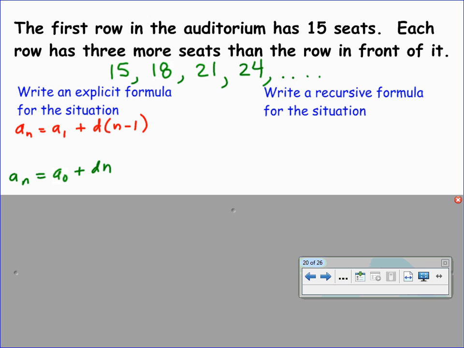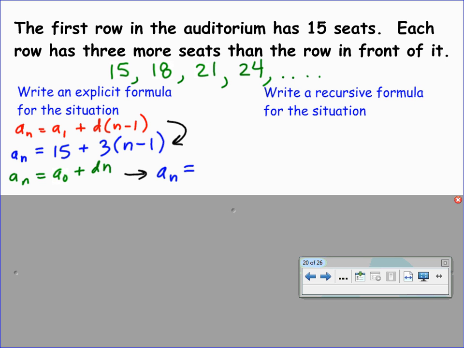I know that a sub n would be given by a sub 1, the first term, that's 15, plus my constant difference between seats, which would be how many? 3 times quantity n minus 1, so that would be one way. Or a sub n equals, this is an easier form to evaluate, but I need to get the zeroth row.